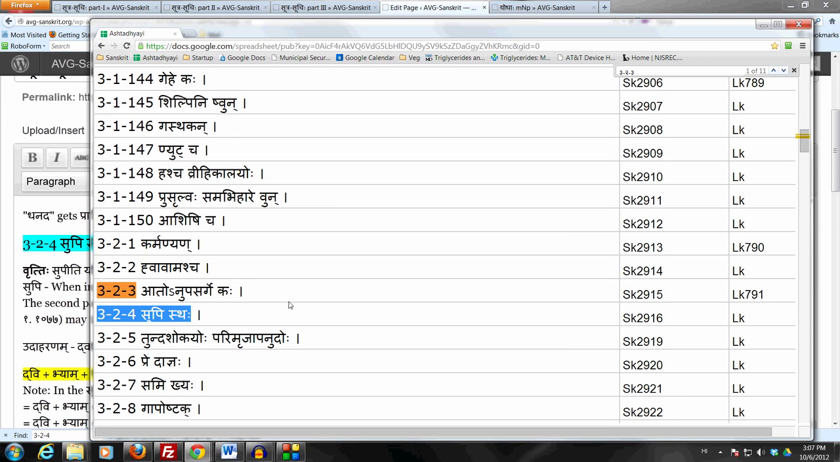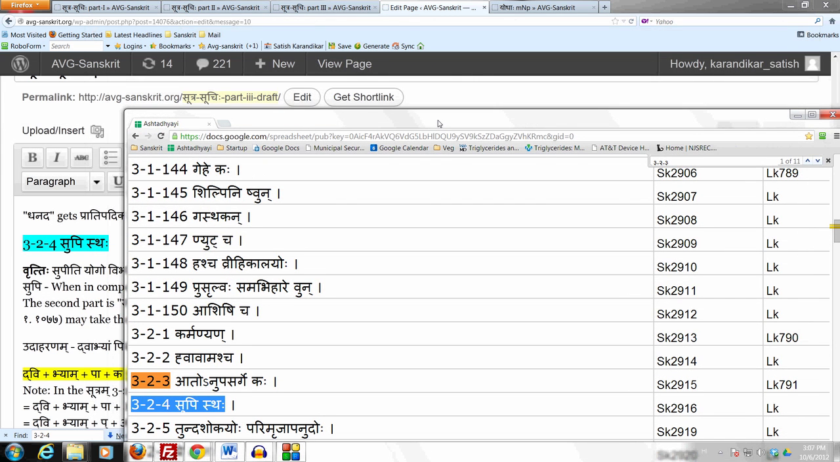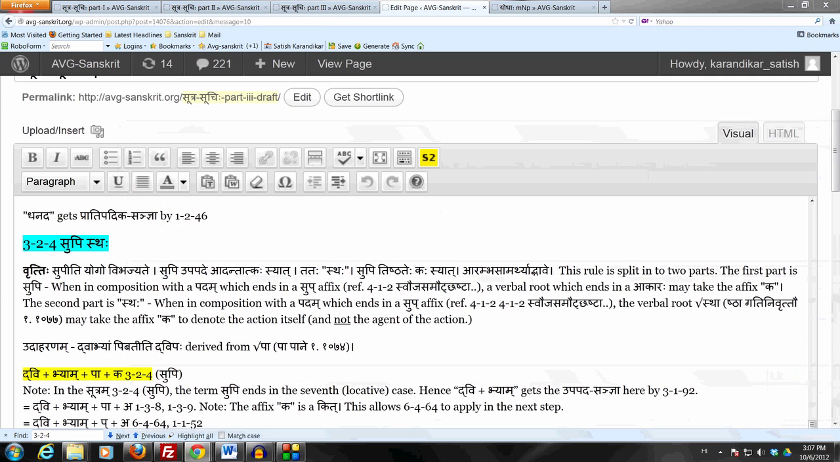So this sutram is actually not in the Laghu Siddhanta Kaumudi, but still it will be nice if you can be familiar with this sutram because there are a number of forms which we need this sutram to derive. Okay, there's one peculiar thing about this sutram, which is that the technique of yoga vibhagaha is employed here.